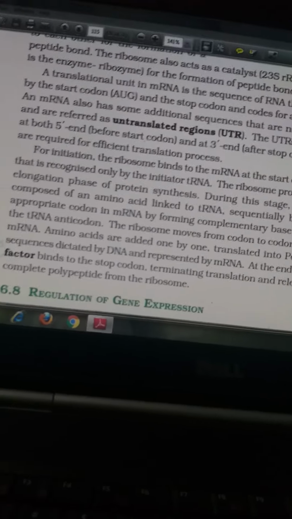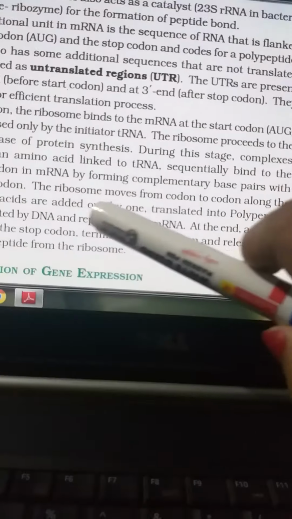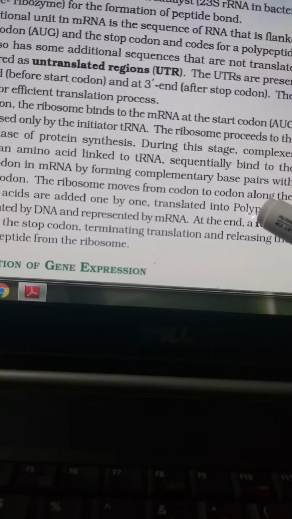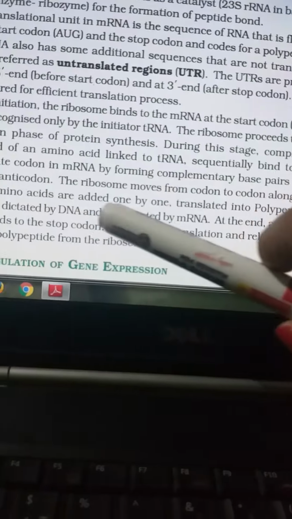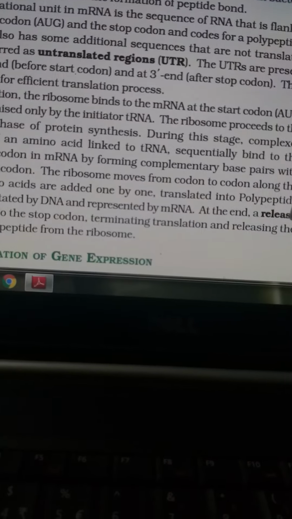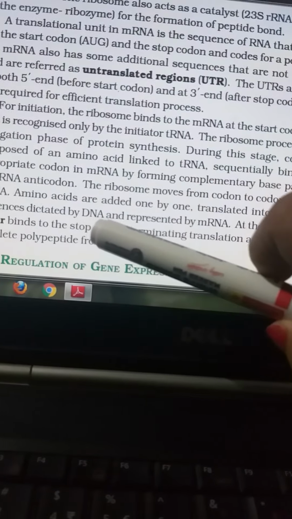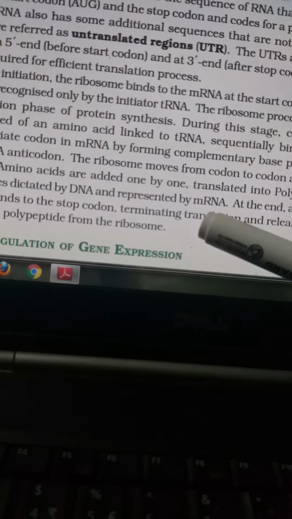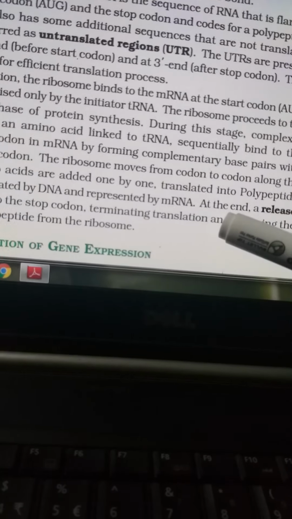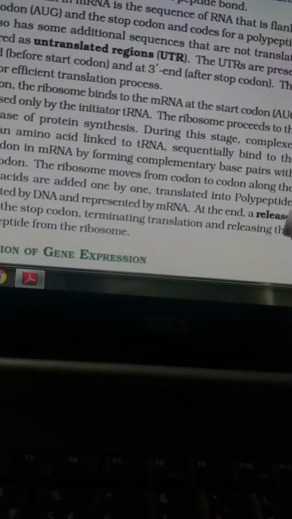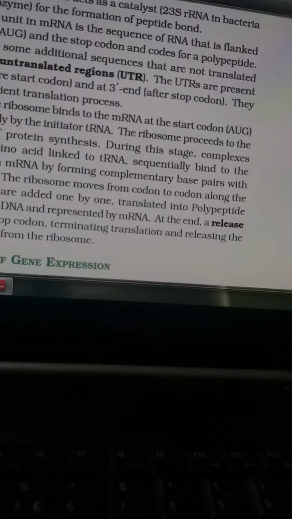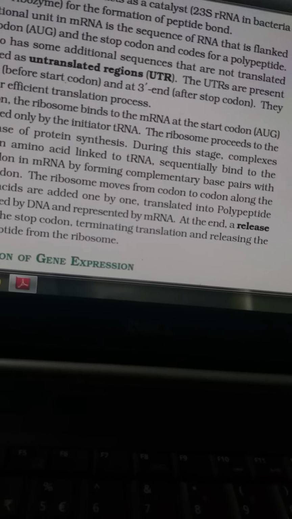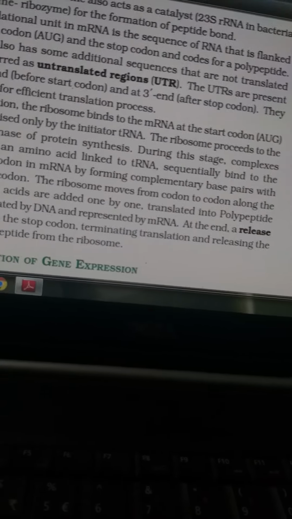Ultimately, when the polypeptide chain is born, the ribosome moves from codon to codon along the mRNA. Amino acids add one by one and are translated into the peptide sequence, and it is dictated by DNA represented by mRNA. And when the stop codon is reached, it releases the binding factor. Again, if you see the sequence, you can understand better.